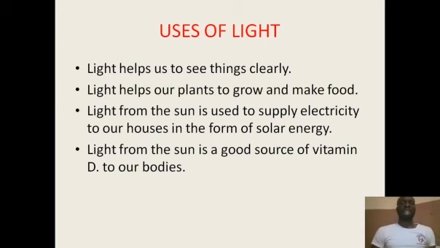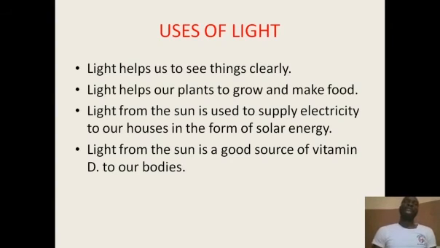Now when your room is in the dark, mom comes and puts on the light and says, let there be light, and everybody will be happy. So this light is of a very, very important use to man. So what are the uses of light? The number one use of light is that it helps us to see things clearly. I mentioned that before. It helps us to see things clearly.